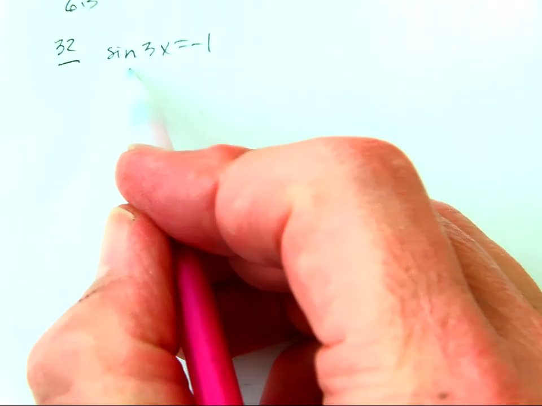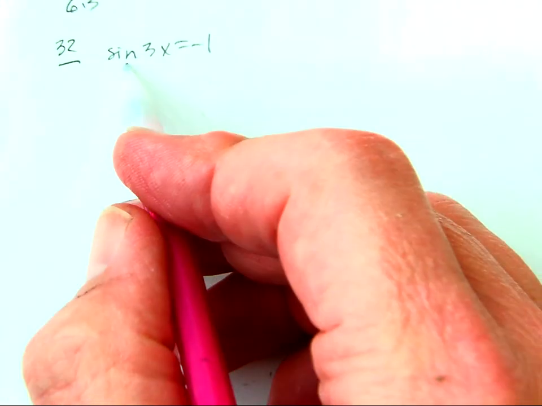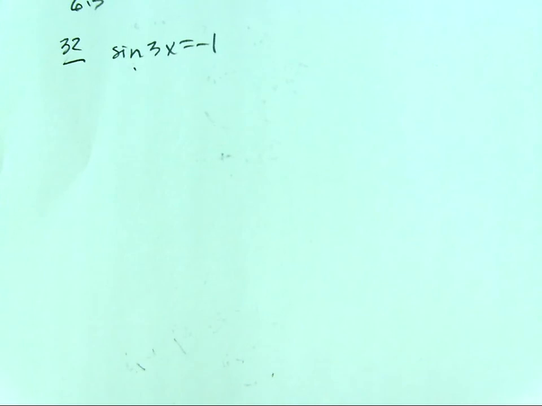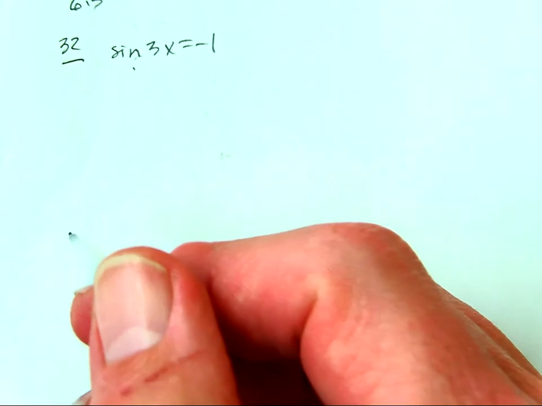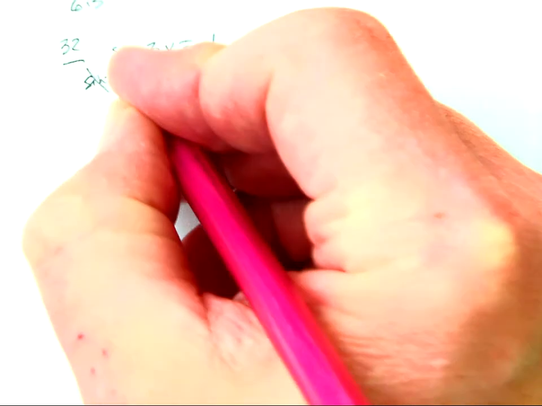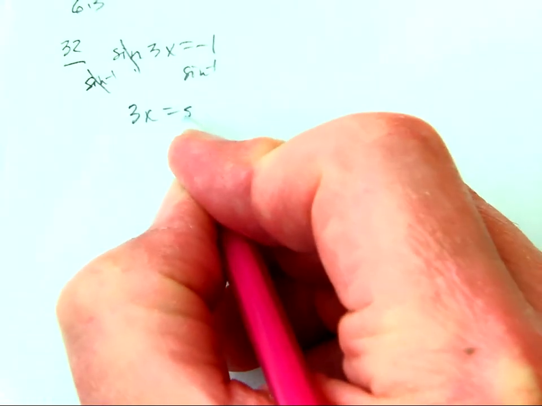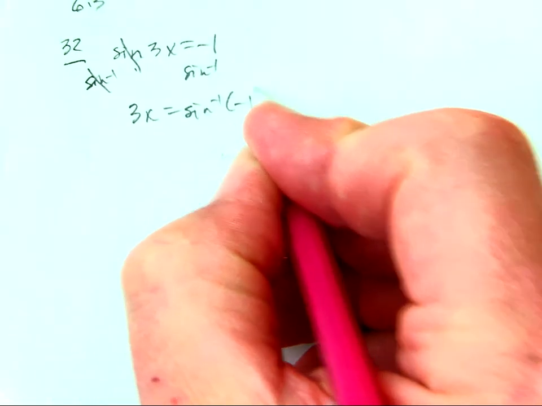So the first question is, how many trig functions do we have? We have one. When there's only one, we isolate it. Well, the sine is already by itself. So the next thing to do is the inverse sine of both sides. That gets rid of the sine. So now we have 3x equals the inverse sine of -1.